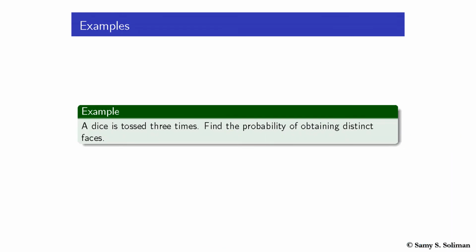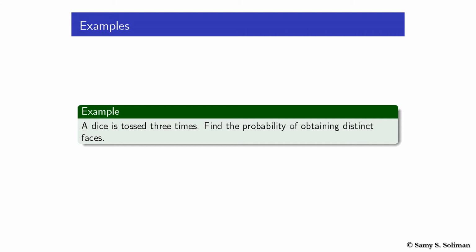Let's go to the next example. We have a dice which is tossed 3 times, and we want to find the probability of obtaining distinct faces. So for the 3 tosses of the dice, we can get 111, 112, 113, 114, up to 116, then 121, 122, 123, until 126, and so on.